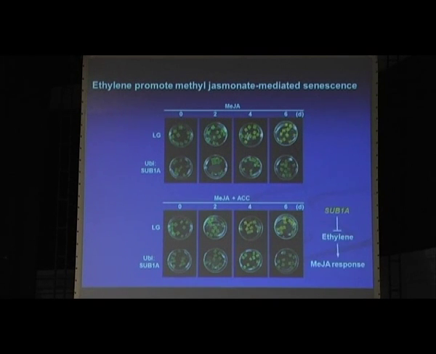This experiment indicates SUB1A blocks ethylene production, which reduces methyl jasmonate responsiveness, which must be beneficial to delay leaf senescence during darkness.